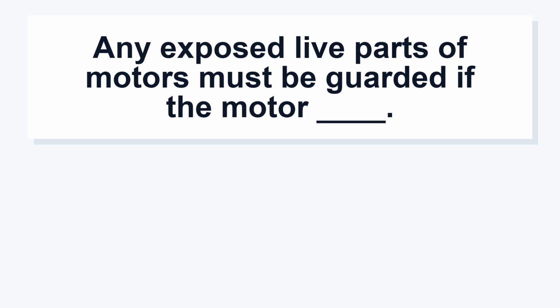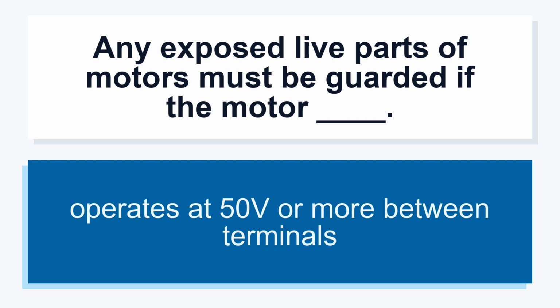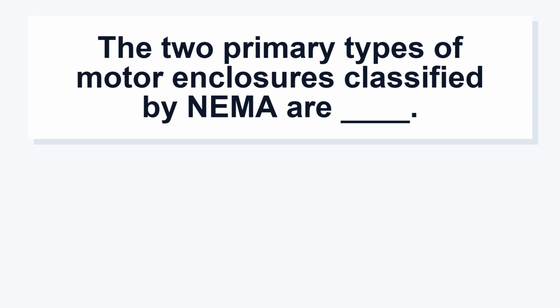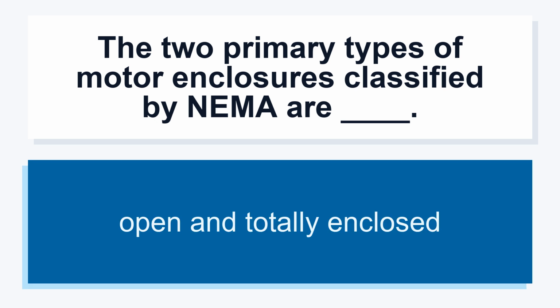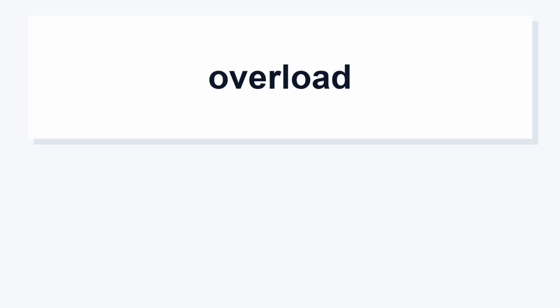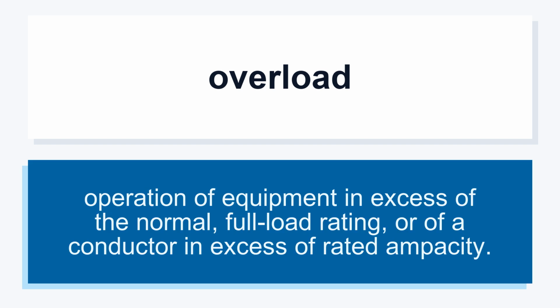Any exposed live parts of motors must be guarded if the motor operates at 50 V or more between terminals. The 2 primary types of motor enclosures classified by NEMA are open and totally enclosed. Overload: operation of equipment in excess of the normal, full load rating, or of a conductor in excess of rated ampacity.